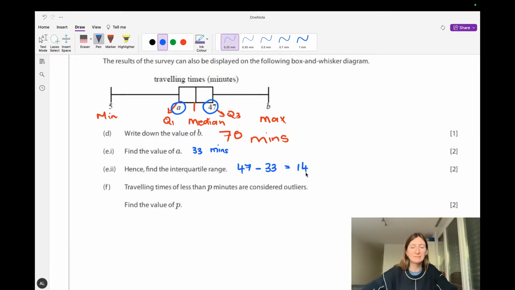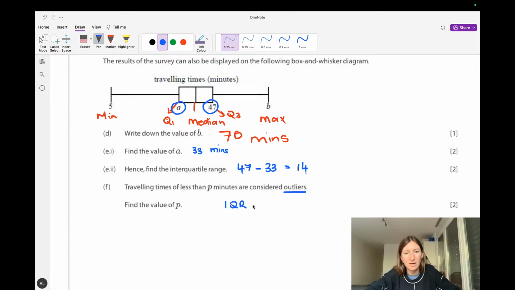The interquartile range is 14. Traveling times of less than p minutes are considered outliers. Find the value of p. Even if this question doesn't make sense and you wonder what they want from you, the key word here is outliers. So immediately, if you see the word outlier, apply the outlier formula. That's definitely going to be part of the question.